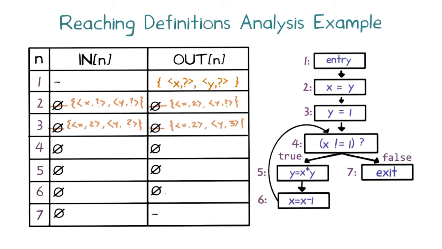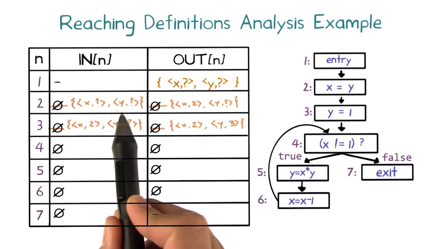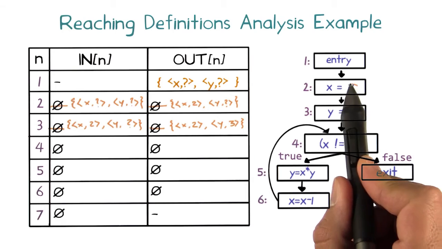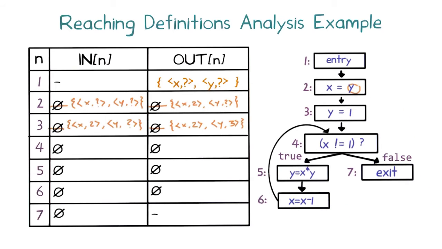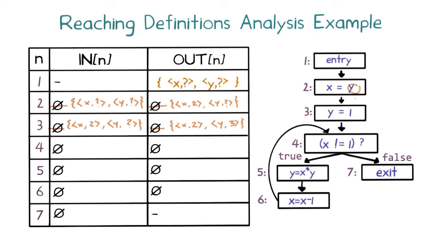Recall that the in set at node 2 contains the hypothetical definition of variable y, indicating that y is uninitialized at this point. A bug finding tool could use this information to deduce that the use of variable y at node 2 might be uninitialized, which is a potential programming error. Let's update the remaining entries of this table in the following quiz.